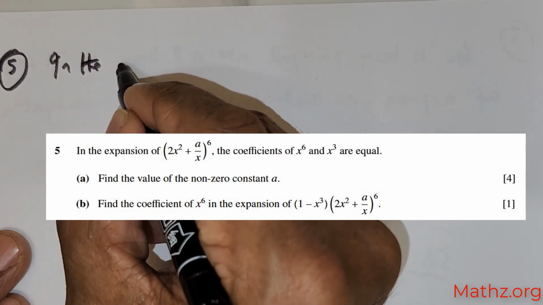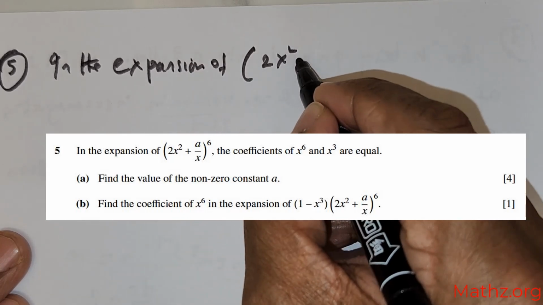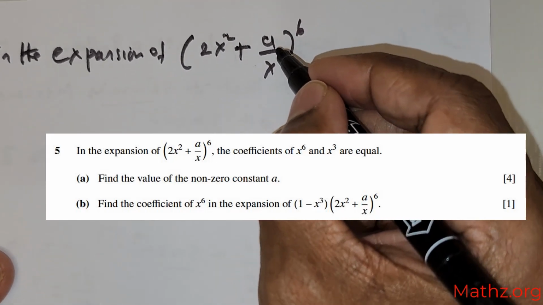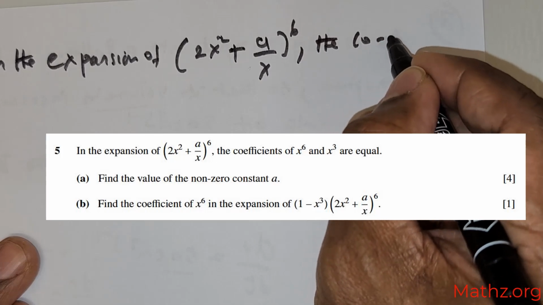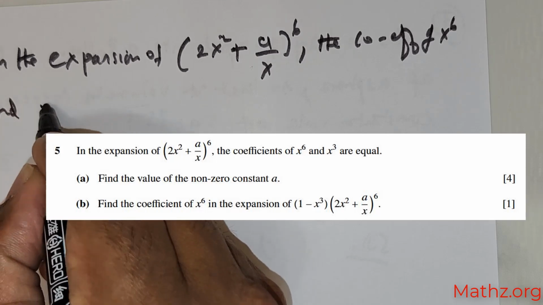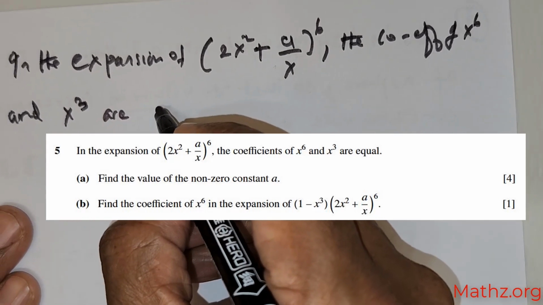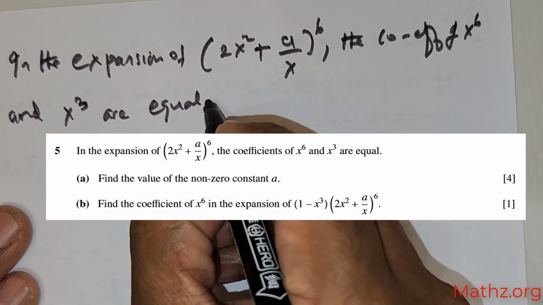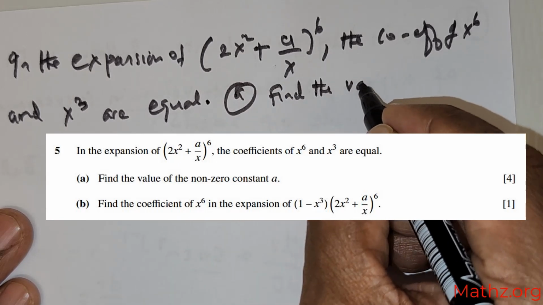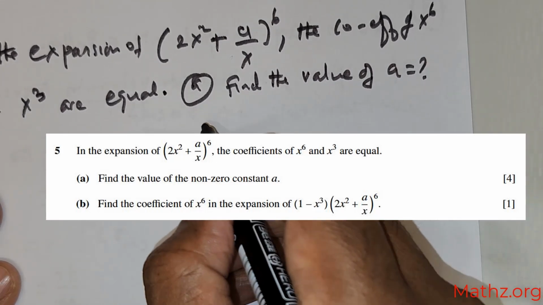In the expansion of (2x² + a/x)^6, the coefficients of x^6 and x^3 are equal. Now we are asked to find the value of a.